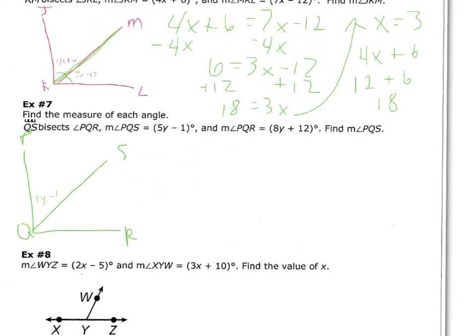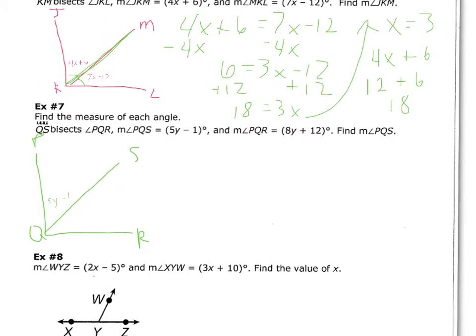Oops, while I was doing that I noticed an error on the last one. 18 divided by 3 is going to be 6, so your x would equal 6. I apologize. And 4 times 6 gives you 24, and 24 plus 6 gives you 30. So that would be 30 degrees. I apologize.